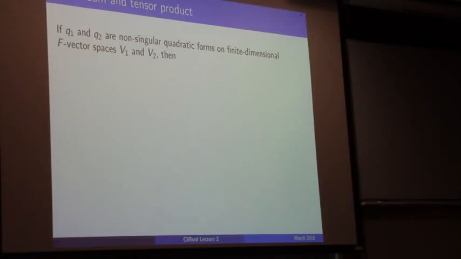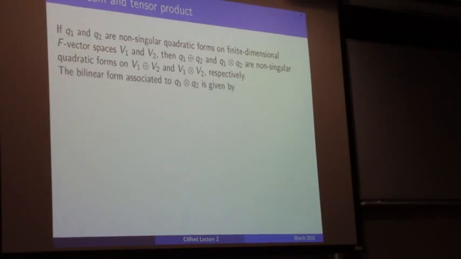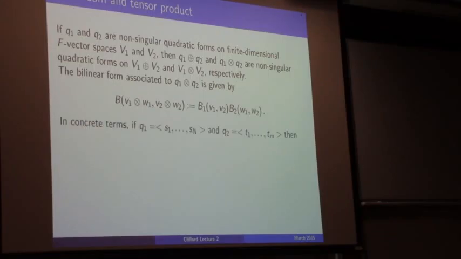So if we have two forms, we can add them together and we can form tensor products. Those are new quadratic forms on either the direct sum or the tensor product of the two underlying vector spaces. And the bilinear form is simply given in this way, associated to the tensor product.